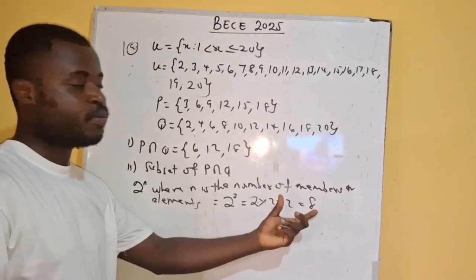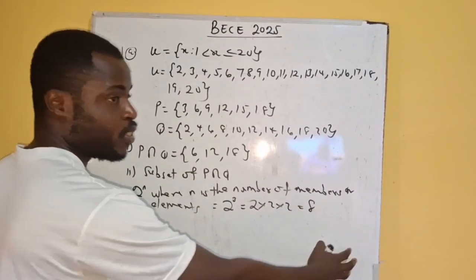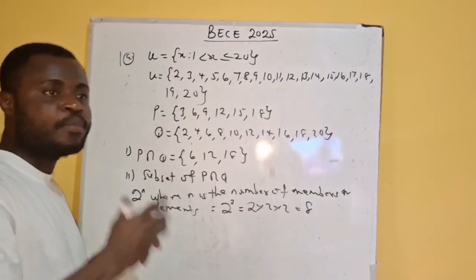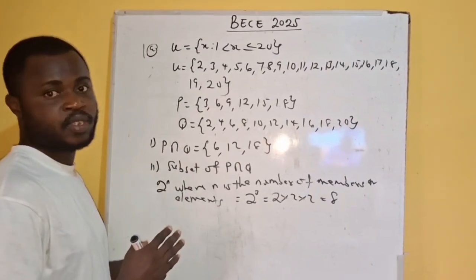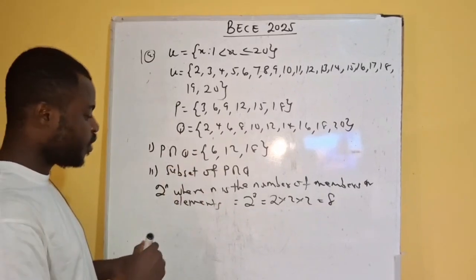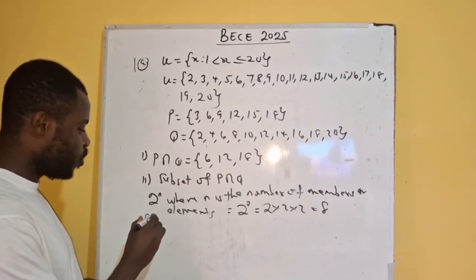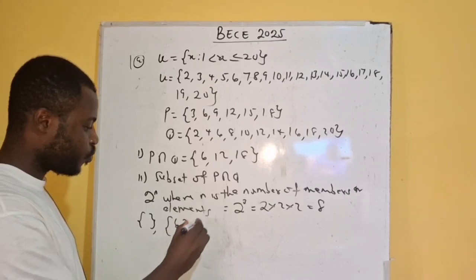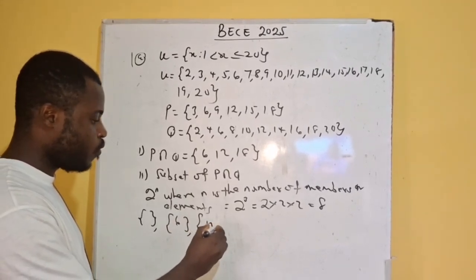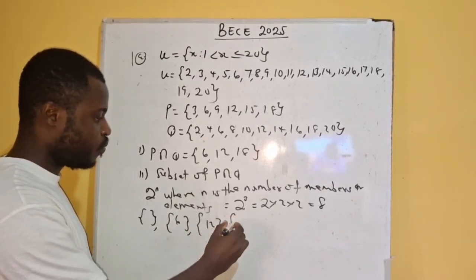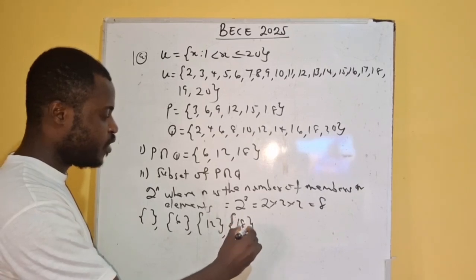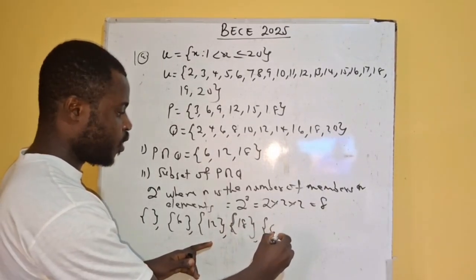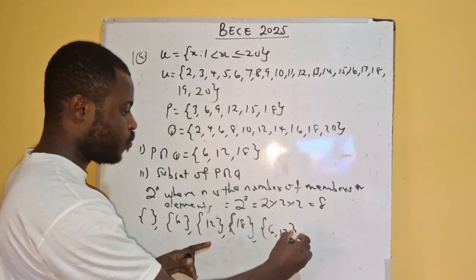If you are looking for 8 subsets, it means when you list all the subsets, you should get 8. And every subset starts with an empty set. So let's list the empty set. So this is our first set, the empty set. We can have only 6. We can have only 12. We can have 18. Then we can have 6 and 12.